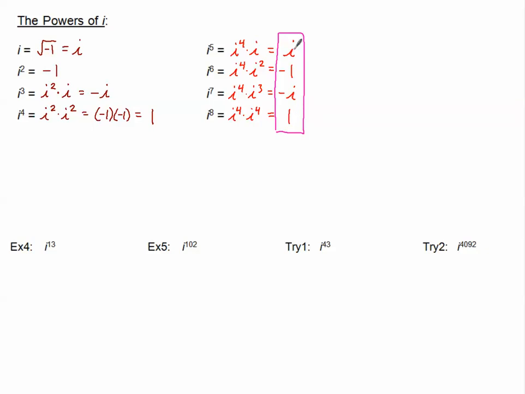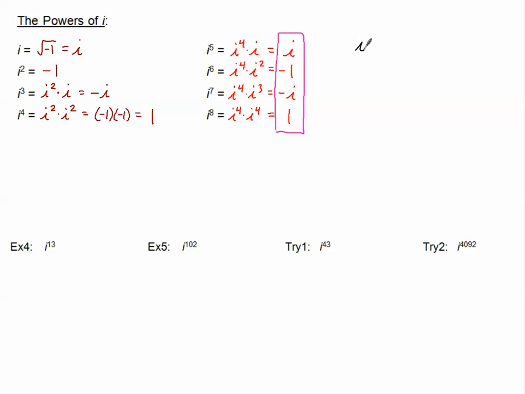In other words, it goes from an imaginary to a real to an imaginary to a real. Positive to negative to negative to positive. There are a bunch of different patterns here, but ultimately you need to memorize i, negative 1, negative i, 1.